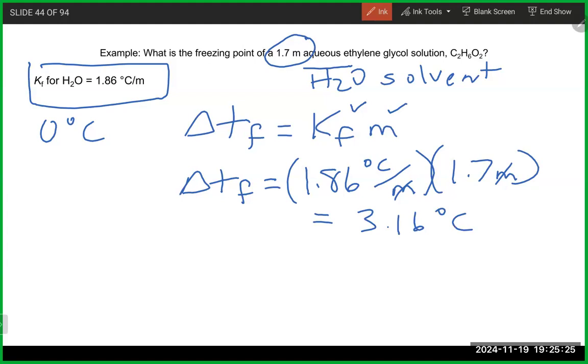Now, it's really important when you do these problems that you read carefully. We are looking for the freezing point temperature of this solution. This number here is not the freezing point temperature. This is the change in freezing point temperature.